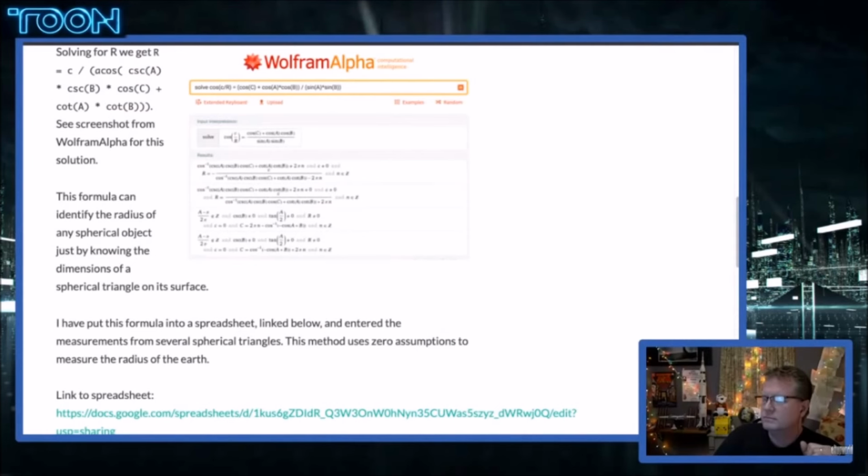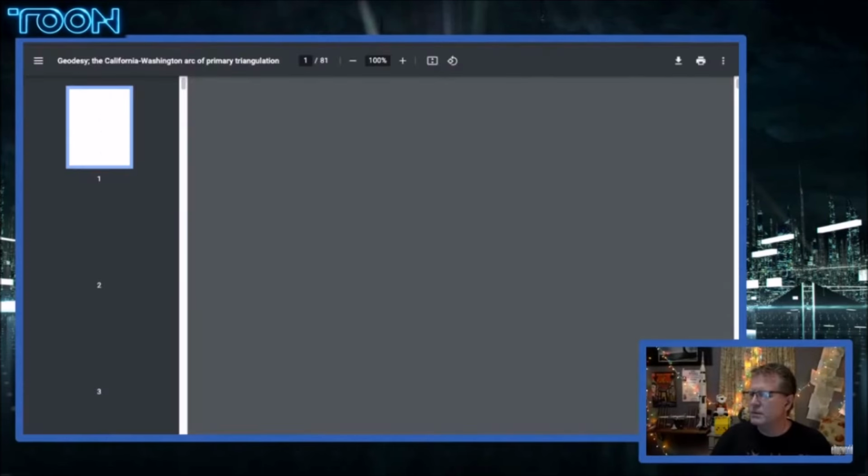Doesn't work on a flat surface? On a flat surface, the triangle would sum to 180 degrees. It'd work perfectly fine if the Earth were flat. The sum of those angles would be 180 degrees.